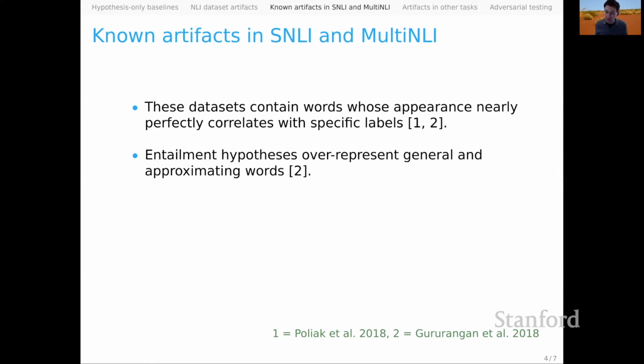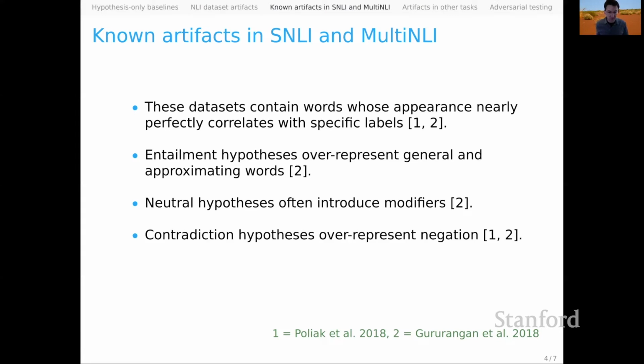Entailment hypotheses overrepresent general and approximating words. We've seen that that's systematic in terms of the linguistic patterns, but it's an artifact because the world needn't be this way for humans to succeed in making their predictions. Neutral hypotheses often introduce modifiers. This was a way that workers found to create statements that excluded each other with simple modifications. Contradiction hypotheses overrepresent negation. We've seen that, and that makes sense.